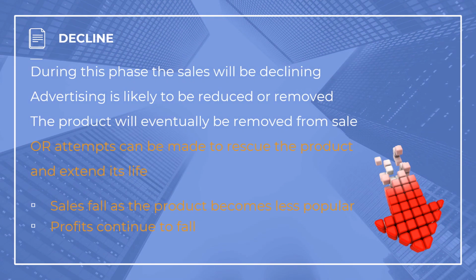In the decline stage, this is where the sales are in a decline. Advertising is likely to be reduced or removed, and eventually the product will be removed from sale. Or attempts can be made to rescue the product and extend its life, which we'll be looking at in a further video. So at this point, the sales are falling as the product becomes less popular, and the product profits will continue to fall.